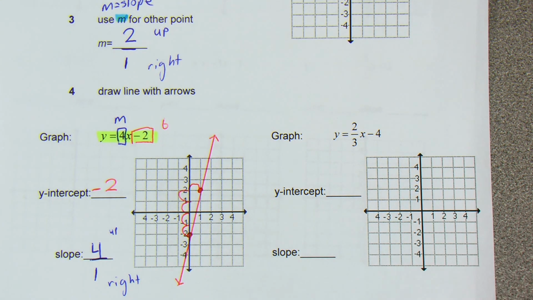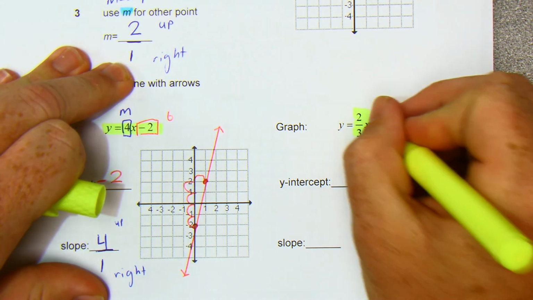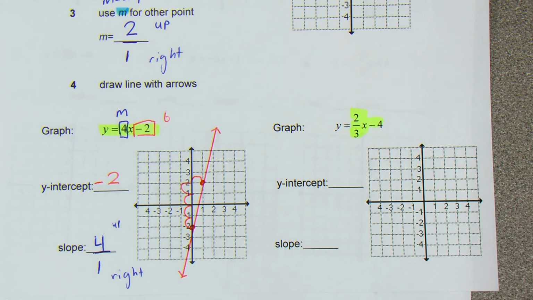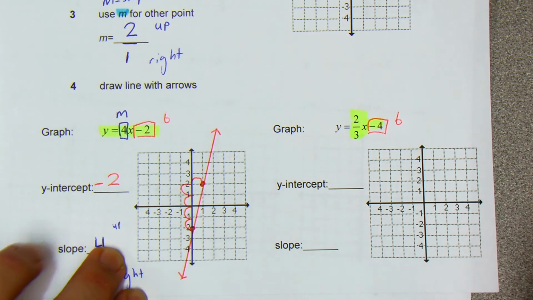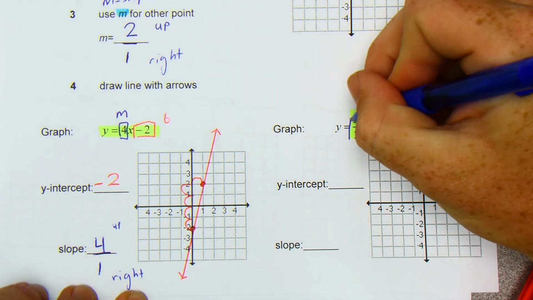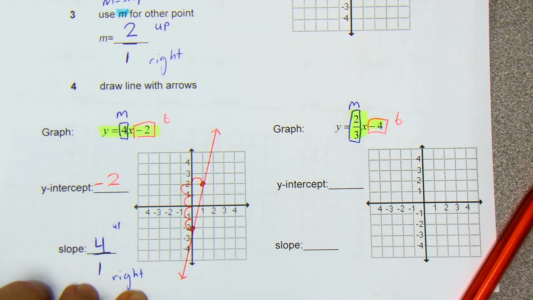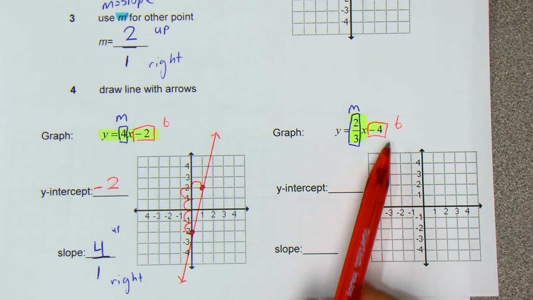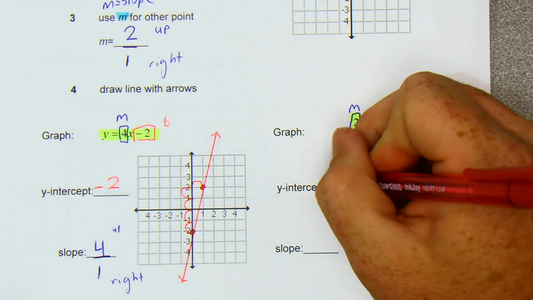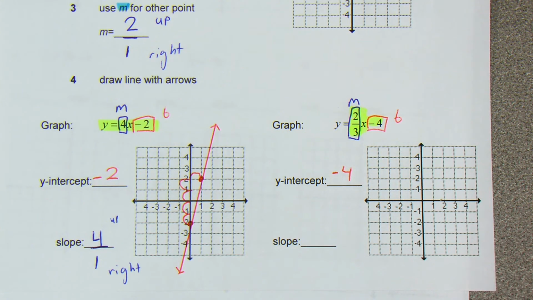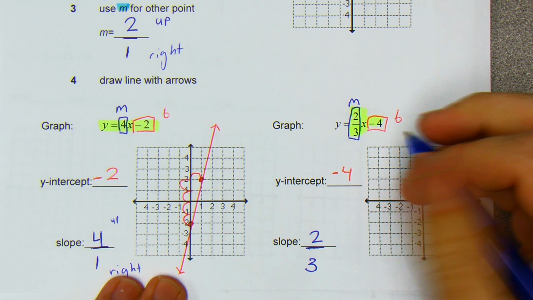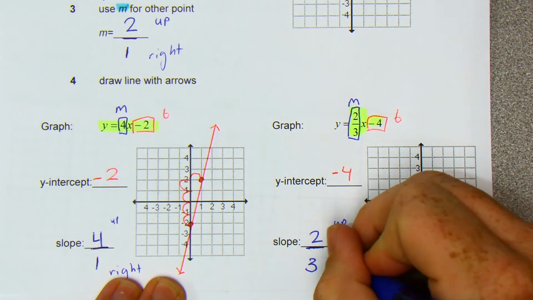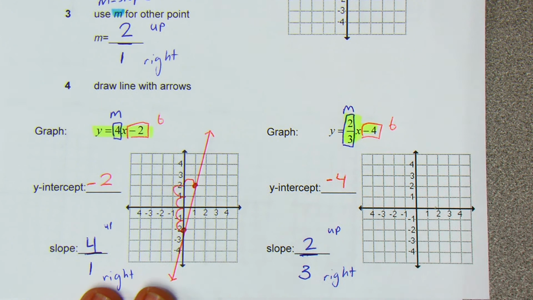So here's our parent equation. We have 2/3 x minus 4. Just like before, I'm going to box my b. That's my b. And then I'm going to box my m. That's my m. So my y-intercept is my b. It's a negative 4. And my m is my slope. So my slope is going to be 2 over 3. What that tells me to do is to go 2 spaces up and 3 to the right.